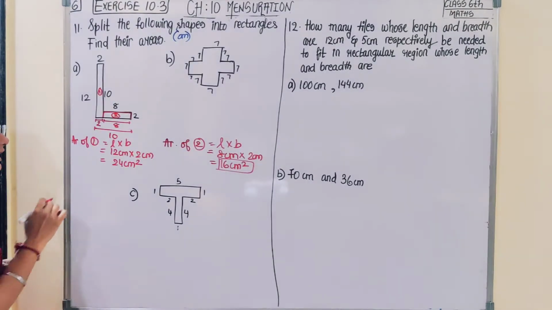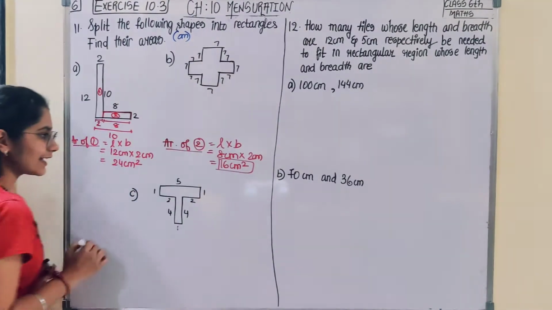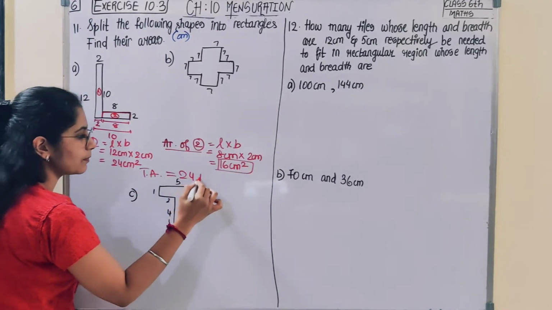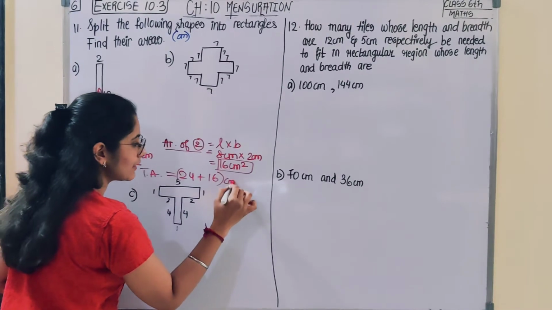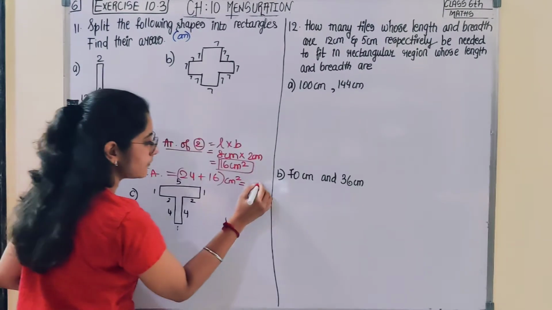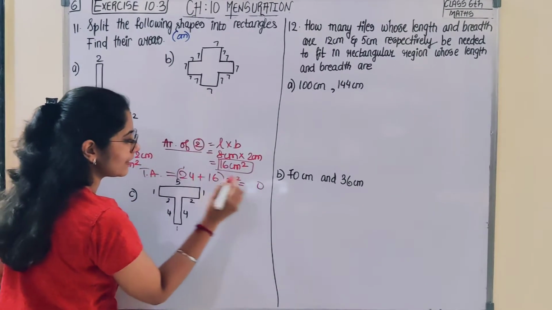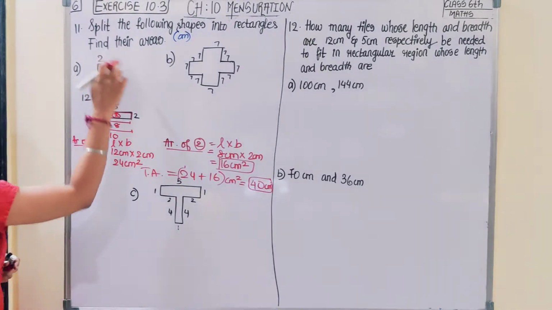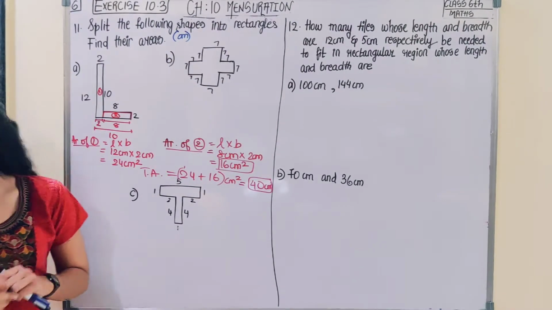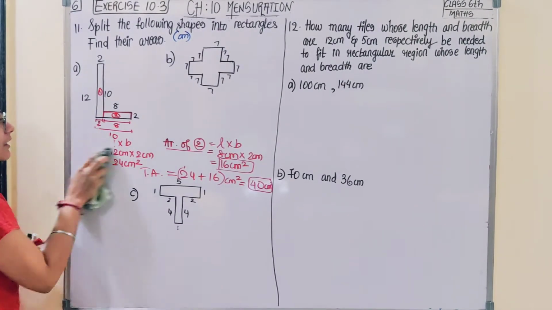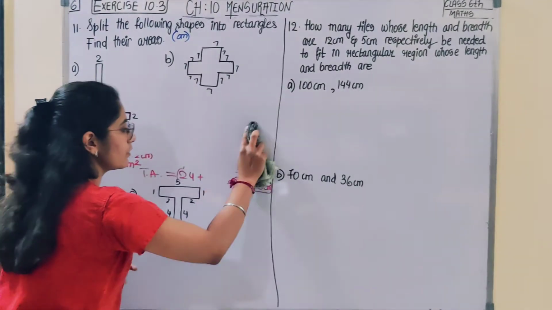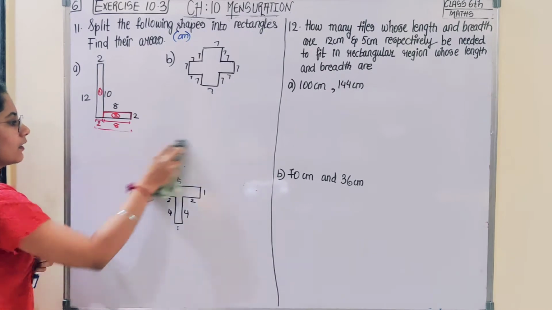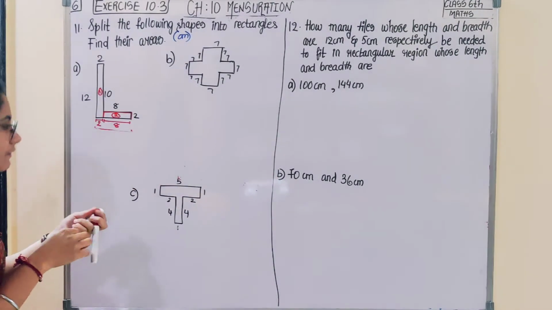Now we have to find total area, that means area of first plus area of second. So total area TA is equal to 24 plus 16 centimeter square, that is 6 plus 4 is 10, 2 plus 1 is 3, plus 1 is 4, 40 centimeter square is the total area of this shape. Okay, I hope you are clear with this. So we move on to the next sub question of question number 11, the dimensions of which are given.